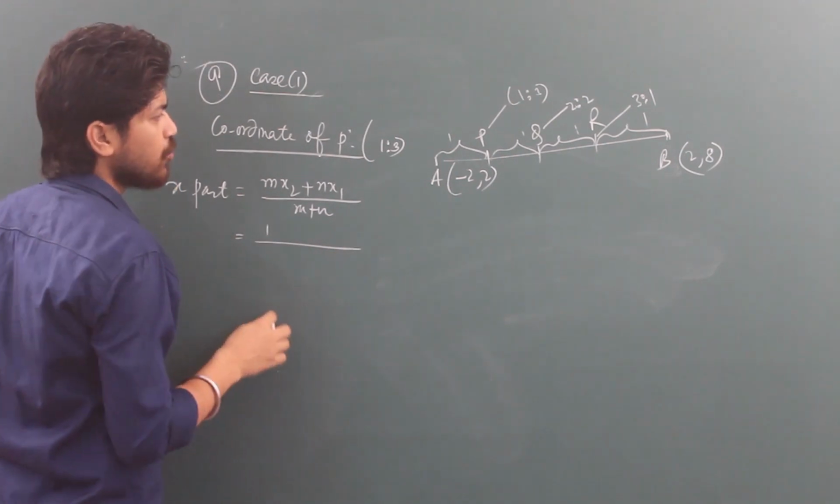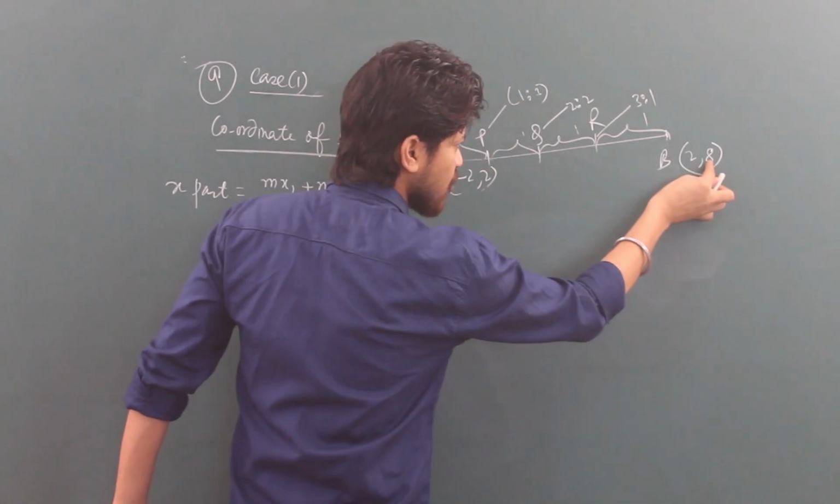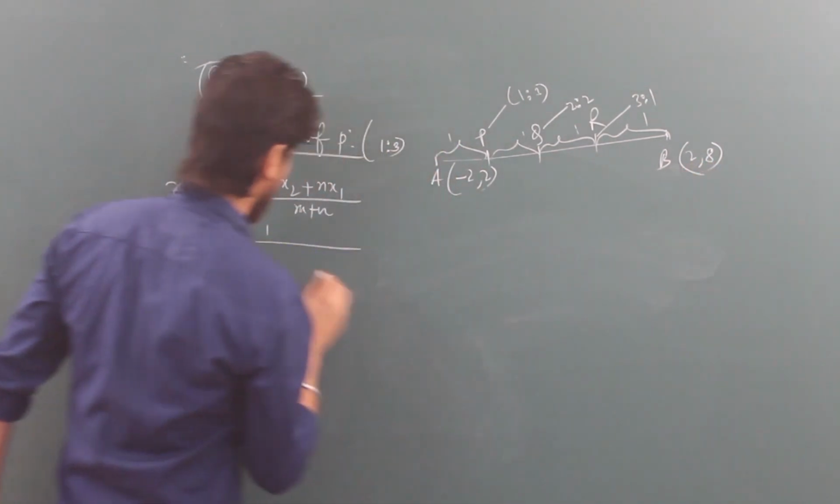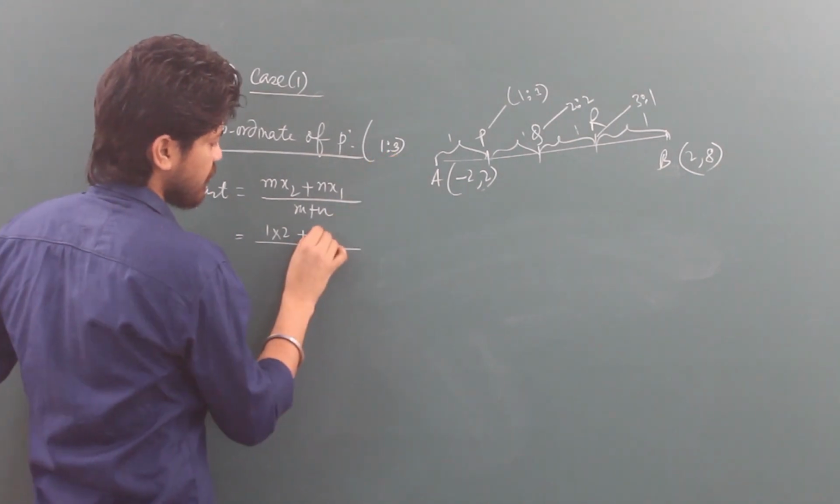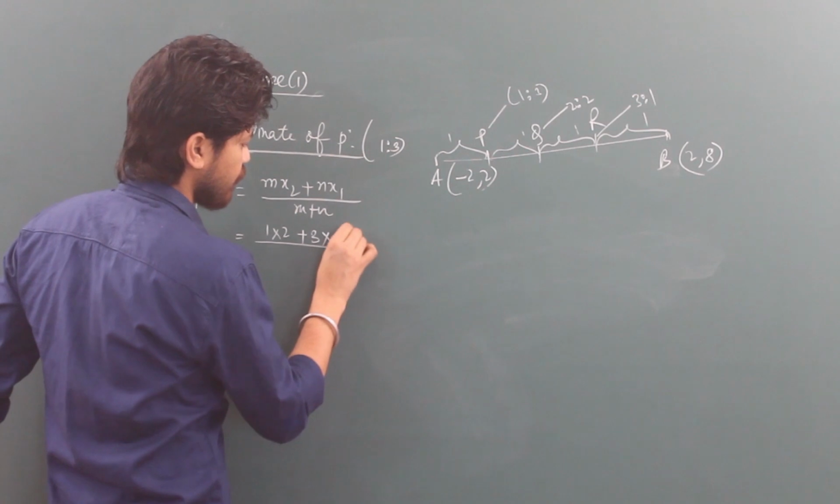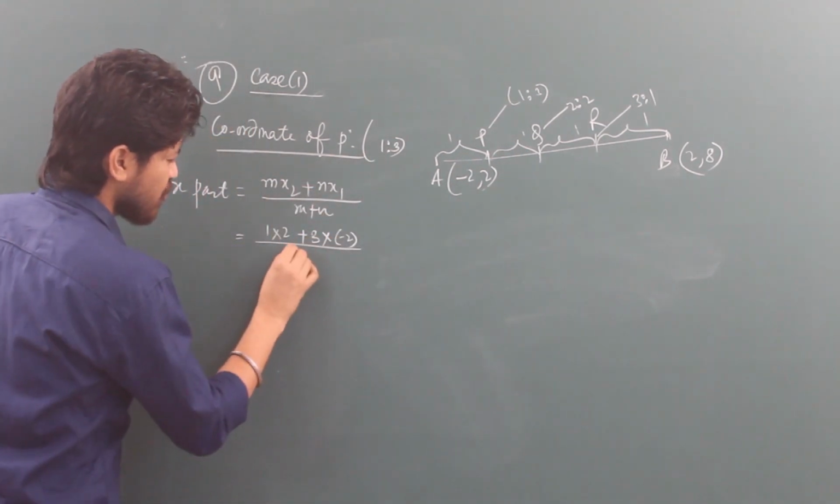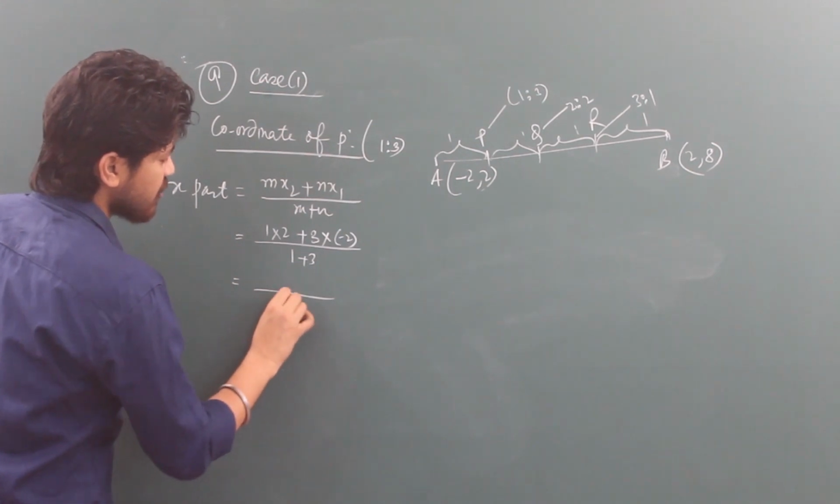Good. This is x1, this is y1, this is x2, this is y2. What is x2? 2. Good. What is n? 3. What is x1? -2. m plus n is 1 plus 3. Good. So 1 plus 3 is 4.